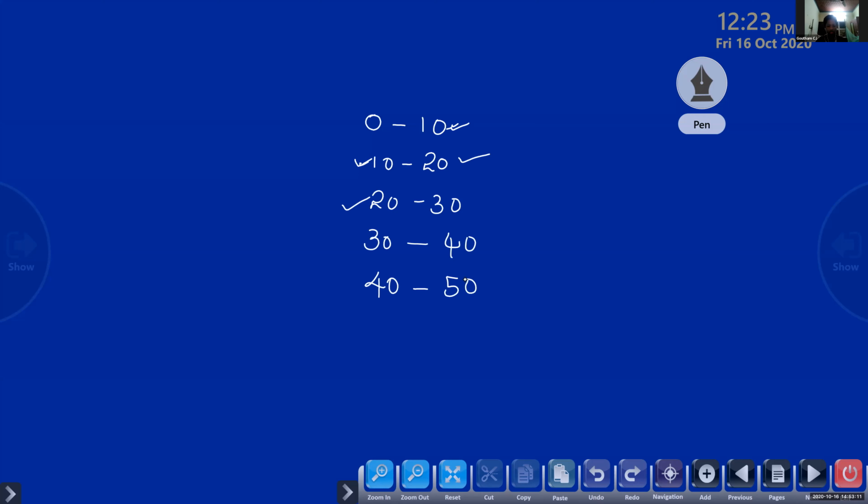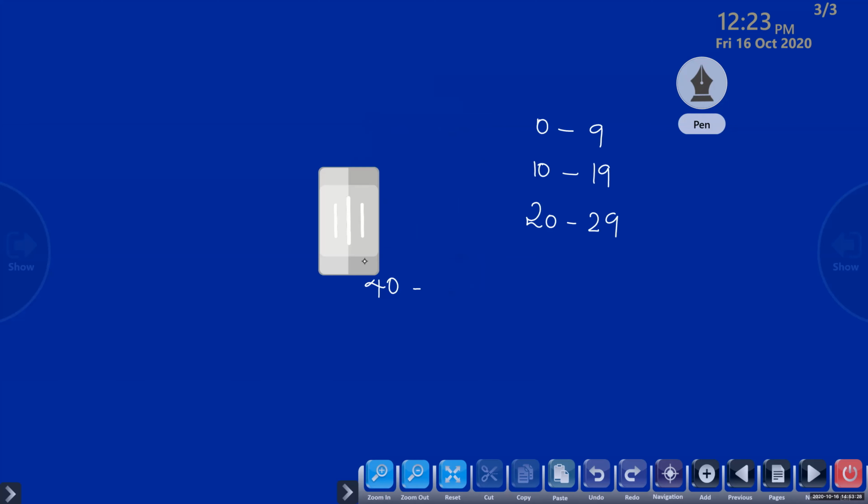But in some cases, it will not come like this. That is 0 to 9, 10 to 19, 20 to 29. So in some cases it will come like this: 20 to 29 and 30 to 39, 40 to 49, like this.